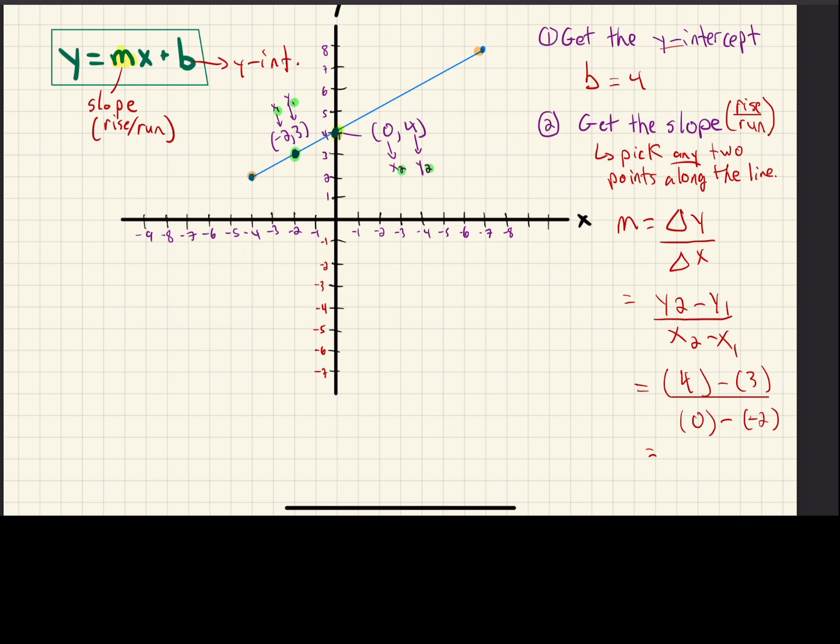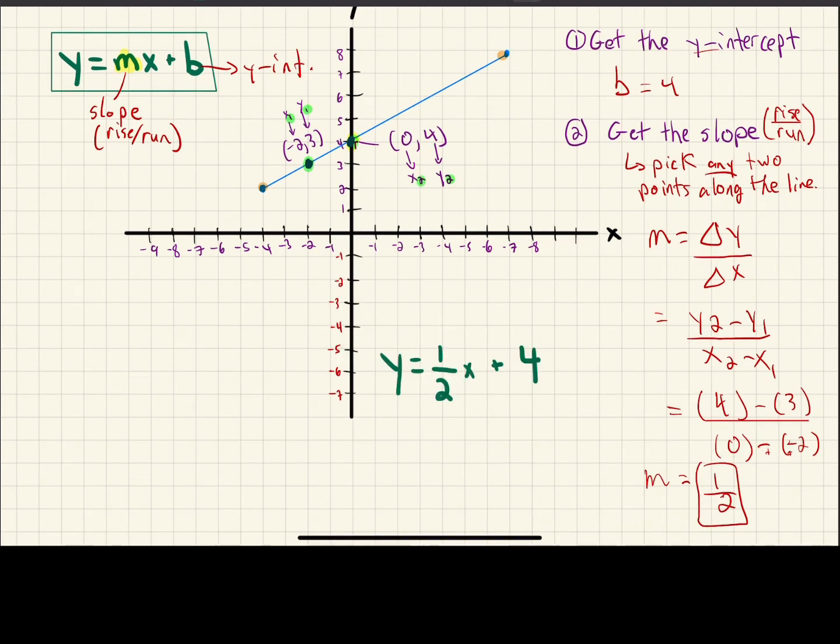So when we do this properly here, we get a slope of 1 over 2. And that's the m value. And so that gives us the final equation of y is equal to half x plus 4. And that's the equation of this line.